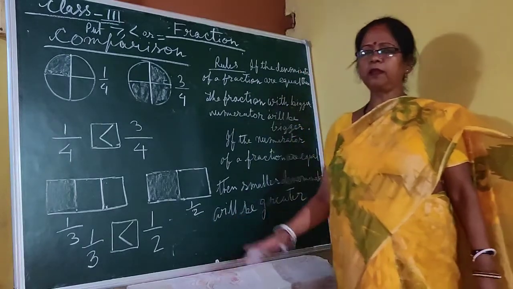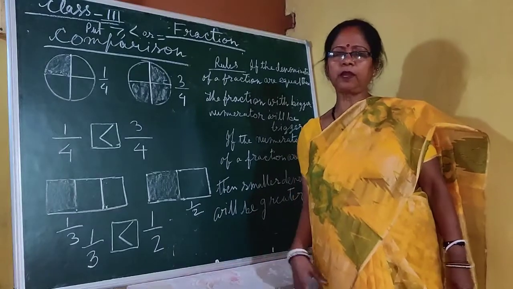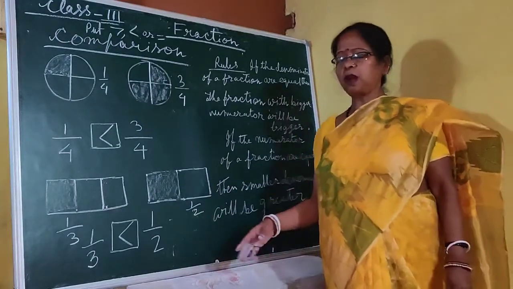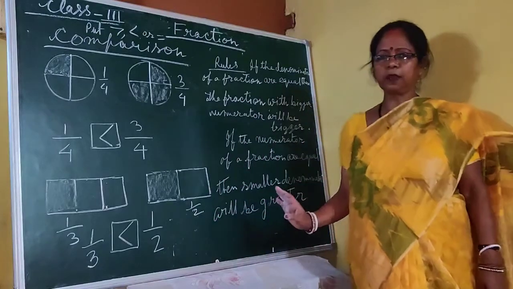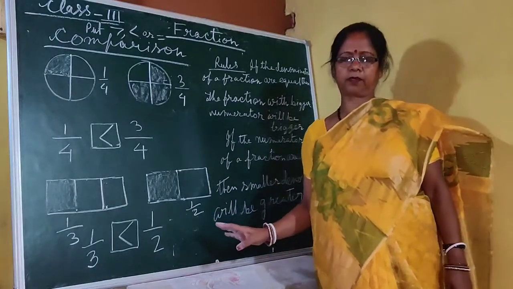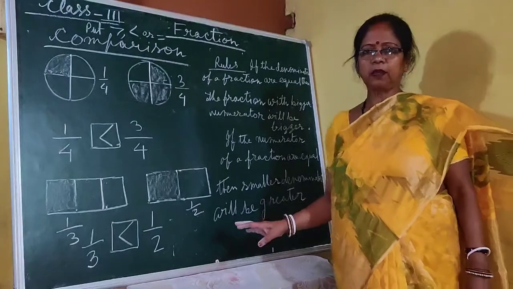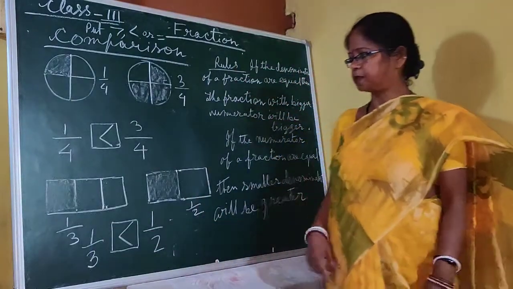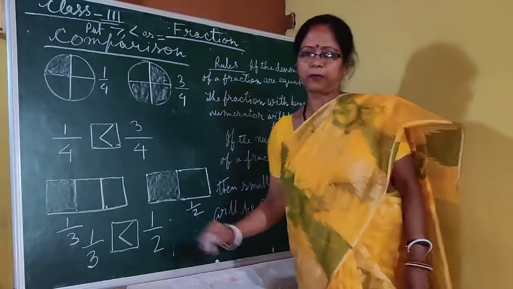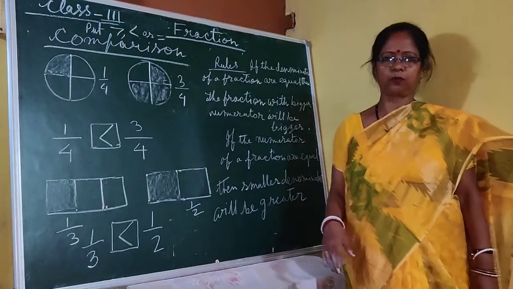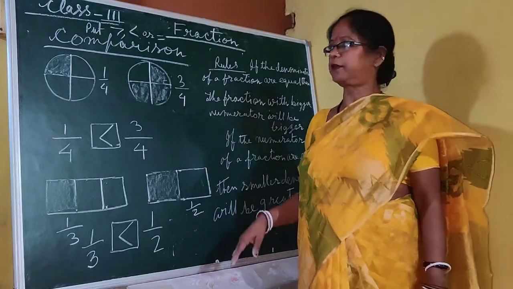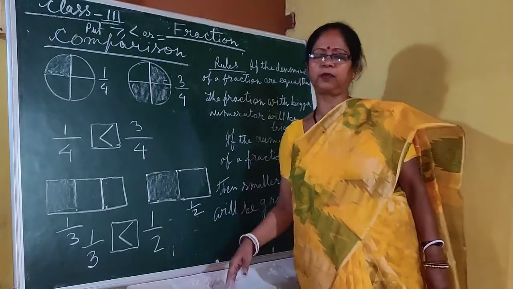In class 3, they will get this confusion, but when they go to class 4, teach them first to make like fractions. 1 by 3 and 1 by 2 are unlike fractions. You have to make them like fractions, then it is easy to compare. So according to their book, this standard explanation is given this way.